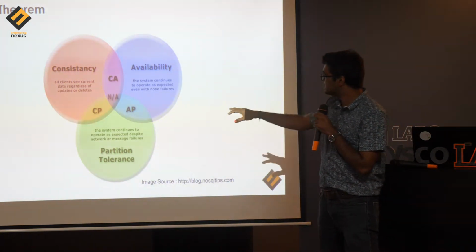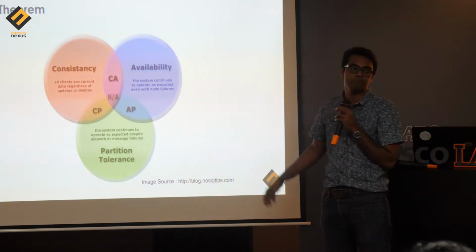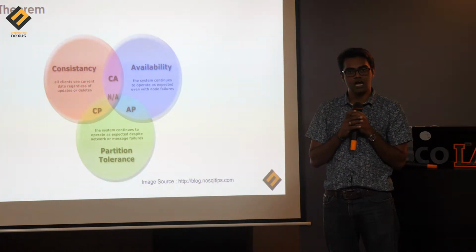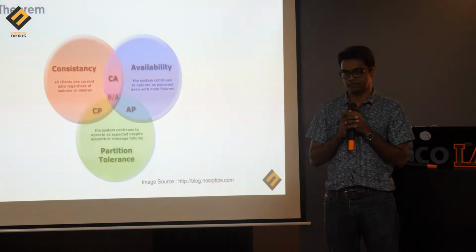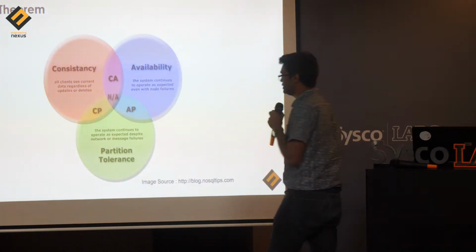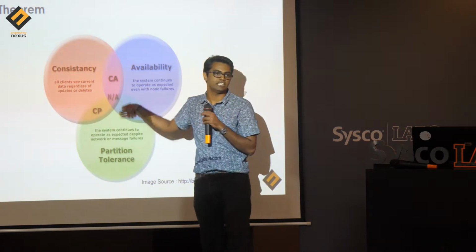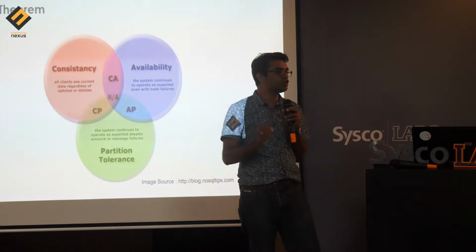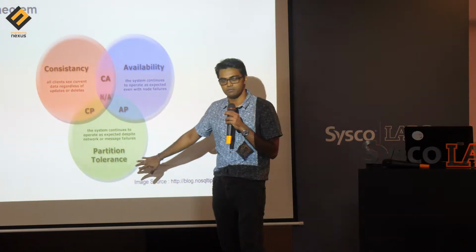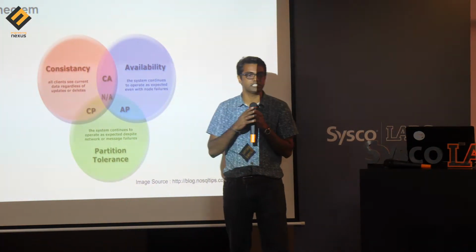So we have consistency, availability, and partition tolerance. These are three qualities that can't coexist at the same time. You can only pick two of these. So you can say this in the center is not available, right? You can't get all three at the same time. I'll start from this, which is partition tolerance.